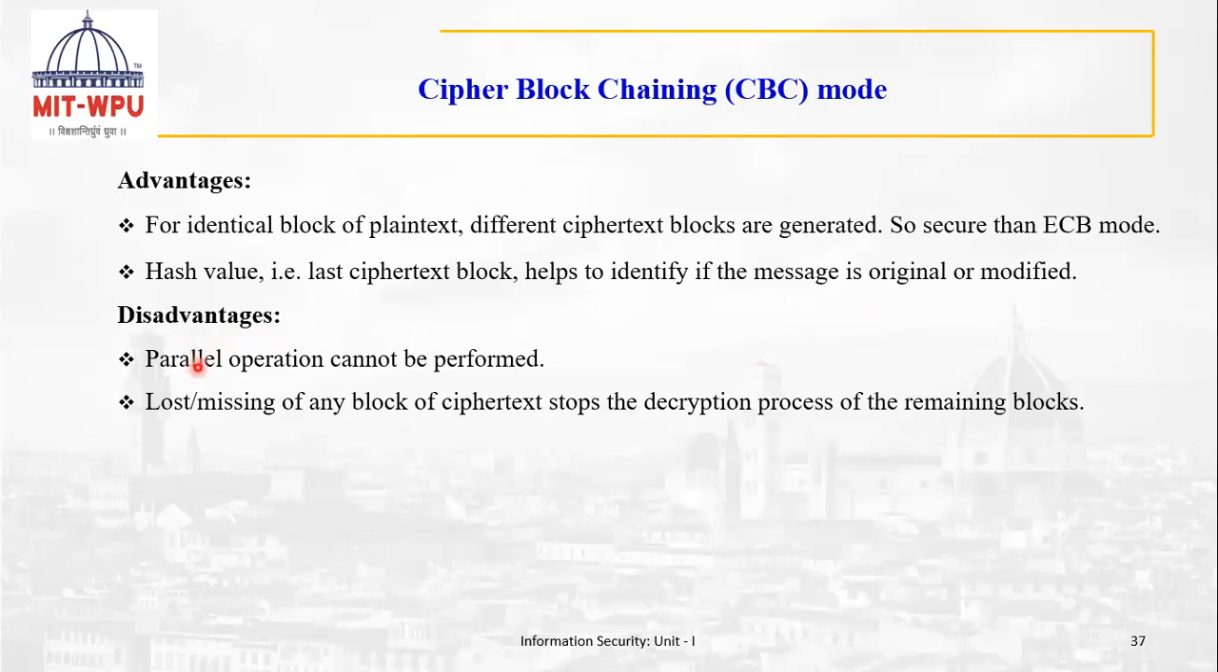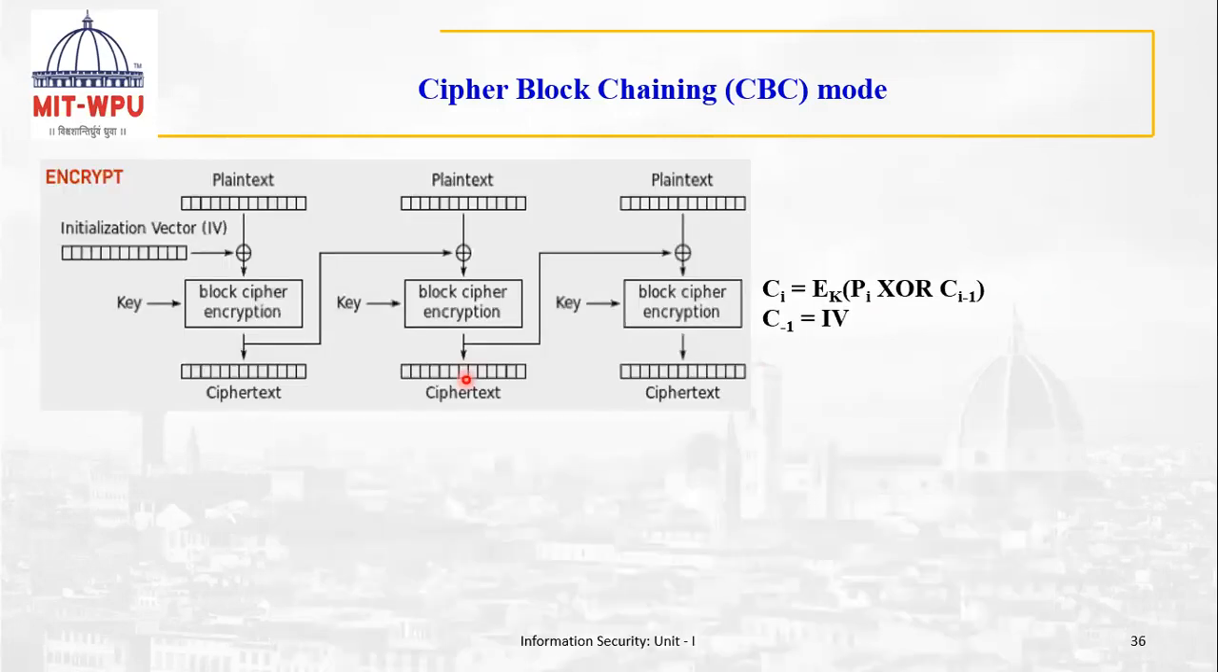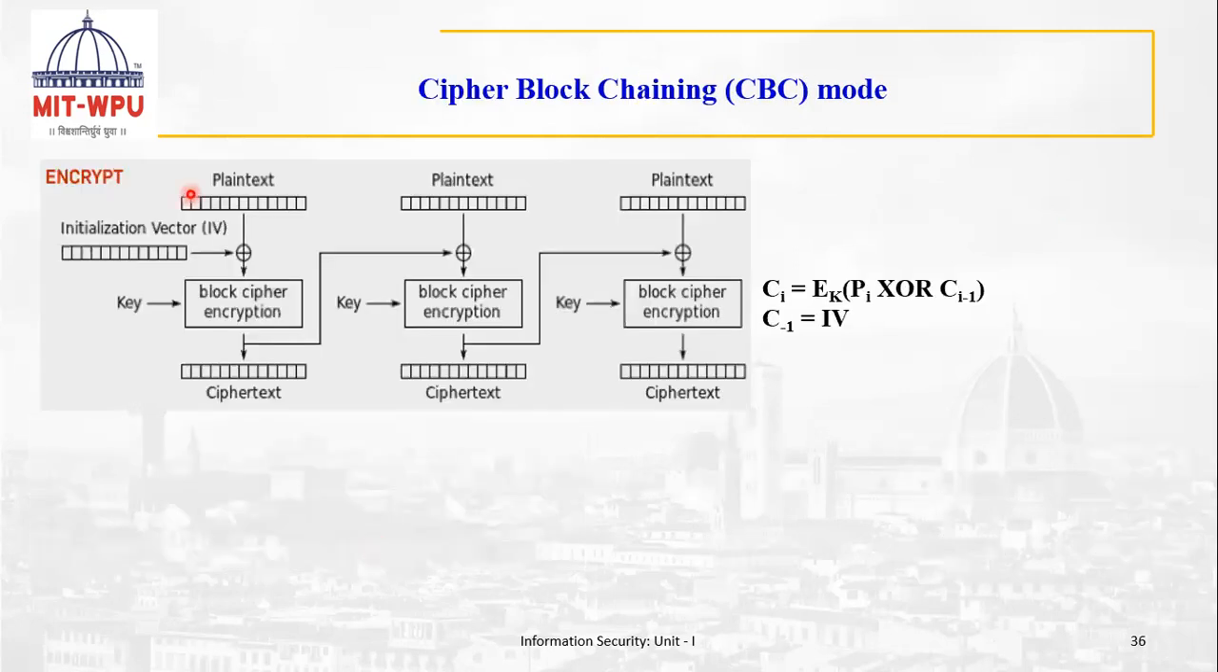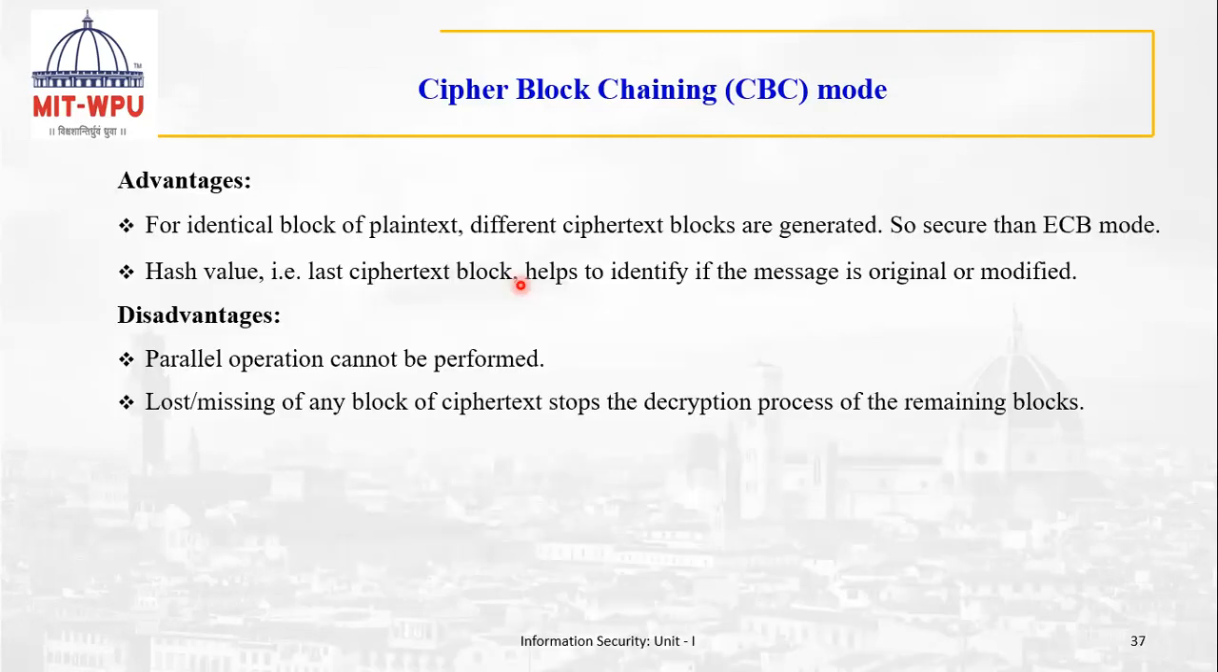The problem here is the parallel operation cannot be performed. If you have a look at the ECB mode, all the blocks can go into the encryption in parallel, so this is faster. But in CFB, you cannot perform this task unless this task is finished, because it takes the input from the first task. So parallel operation is not possible. So it becomes a bit slower than ECB, but that becomes a disadvantage.